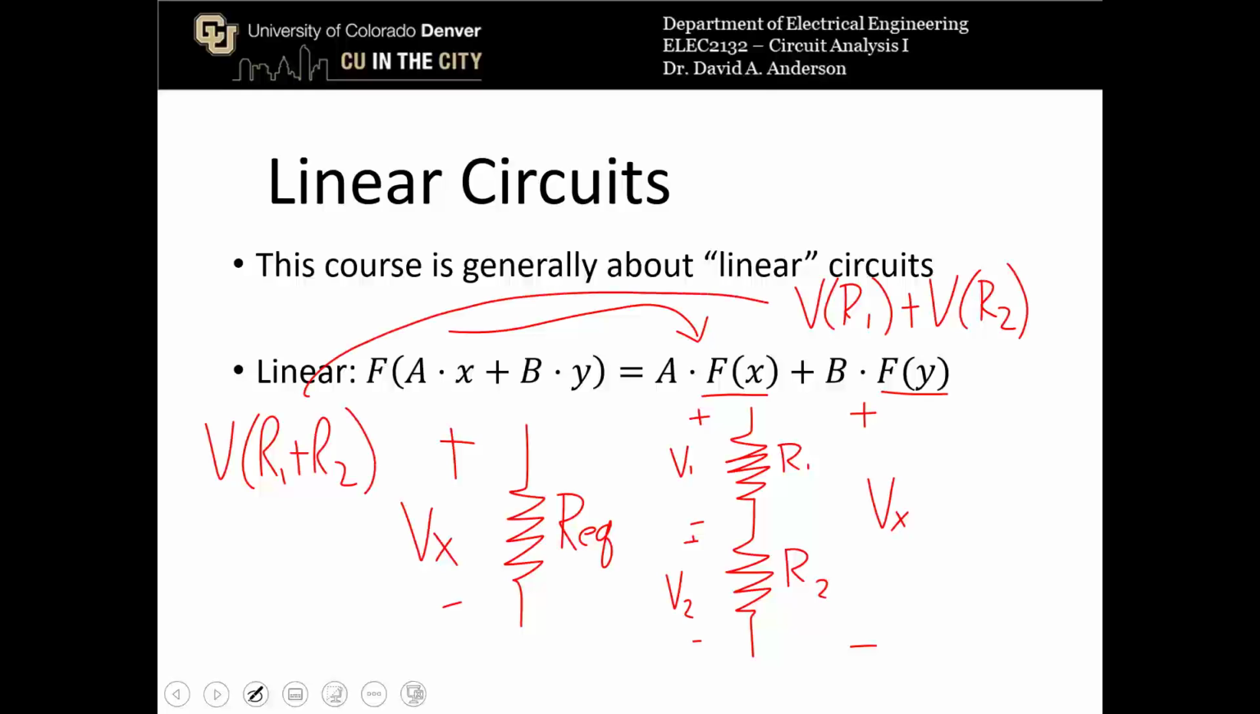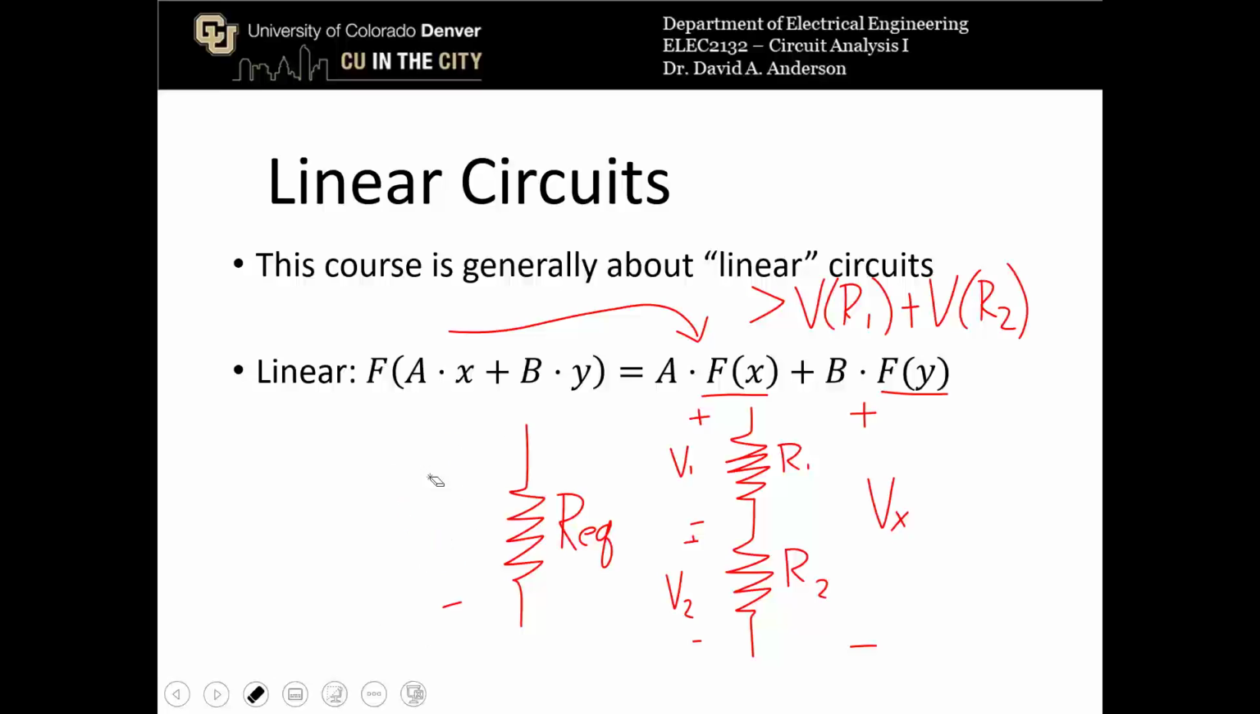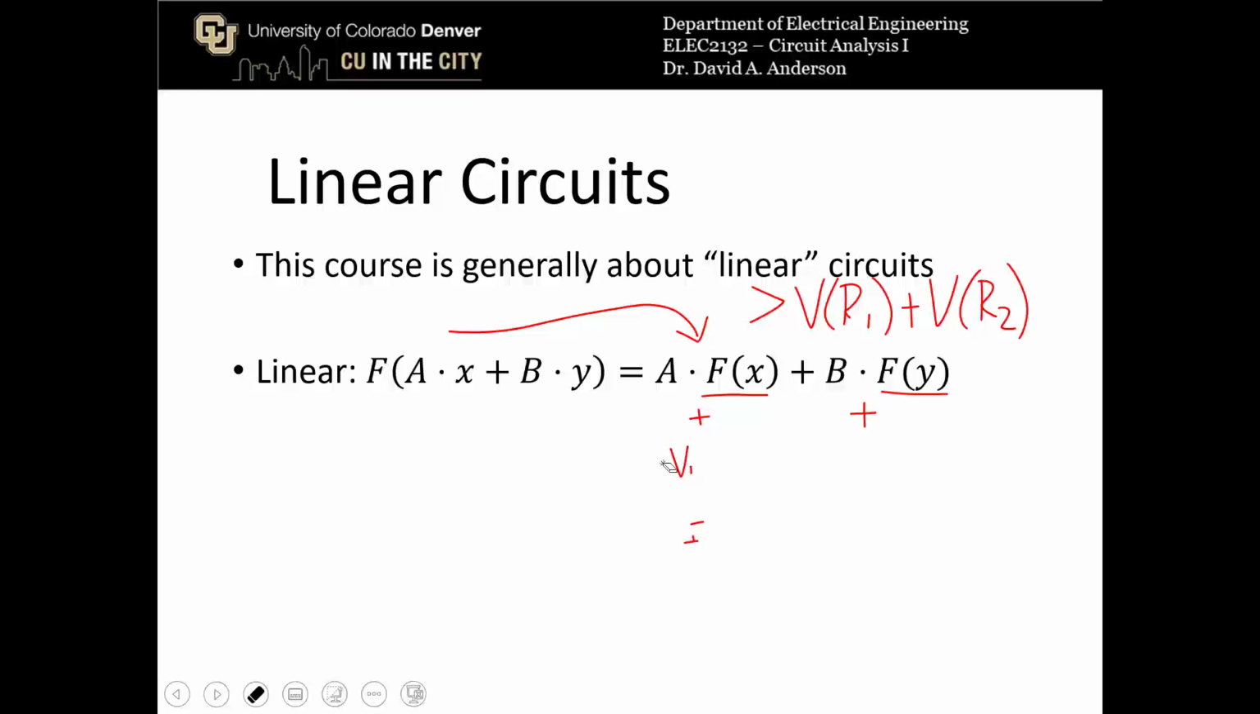So because these two equations are equivalent, and because it worked for two equal valued resistors, which is equal to multiplying the resistor value by a constant, this equation behaves linearly. So most of the circuit elements that we're going to deal with in this class are linear circuit elements.